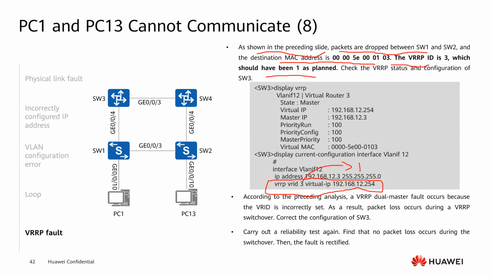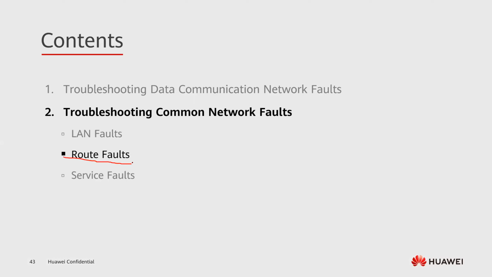After we configure this command, we found that no packet loss occurs during the switchover. Then the fault is rectified. For the Layer 2 fault, we check this item. Then we see the next one, the route fault.